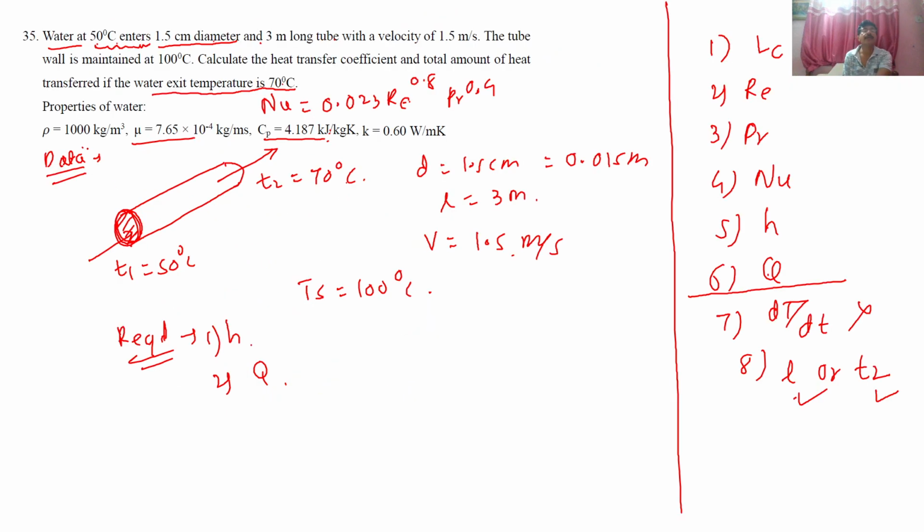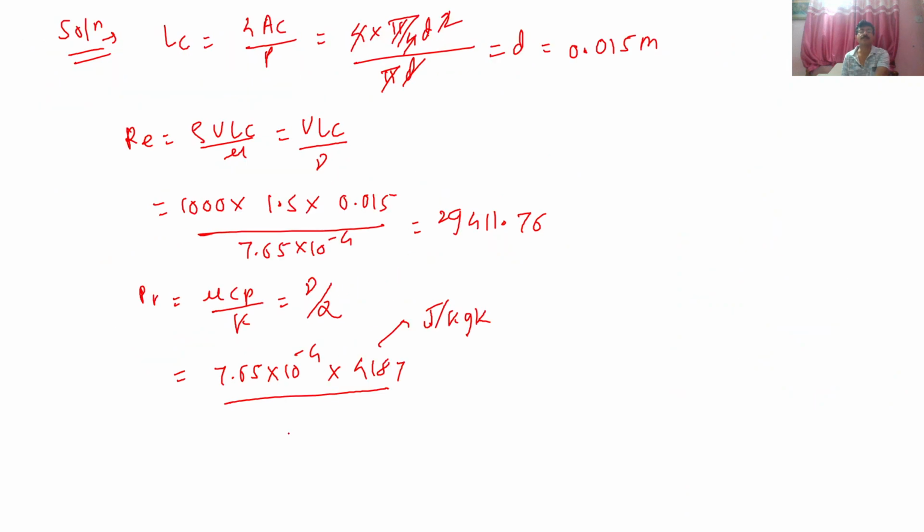Okay. And divided by K. What is the value of K? K is given as 0.60. So Prandtl number turns out to be 5.3384. Okay. Now what next?